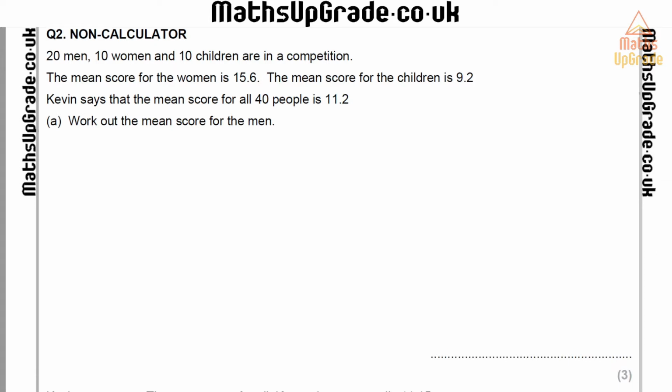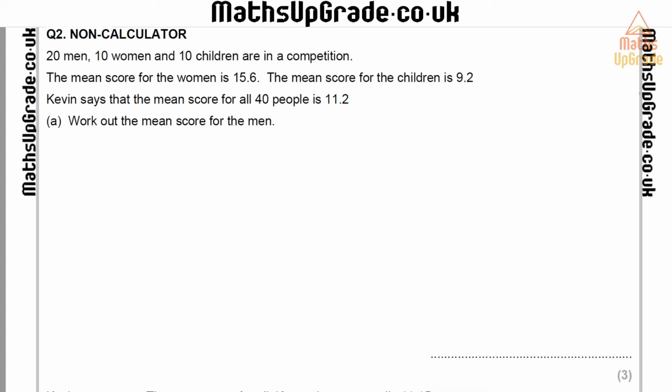In question 2, we're told there's 20 men, 10 women and 10 children in a competition. The mean score for the women is 15.6. The mean for the children is 9.2. Kevin says the mean score for all 40 people is 11.2. So if that's true, we need to work out the mean score for just the men.